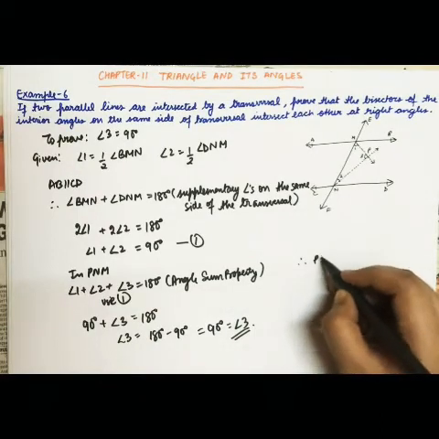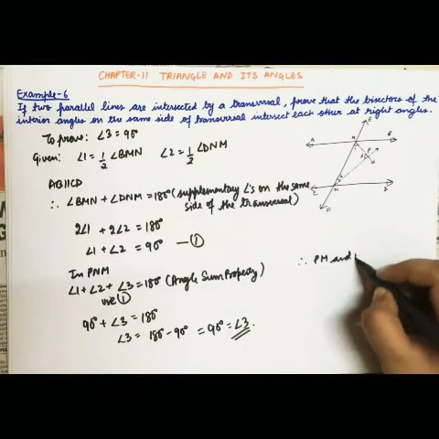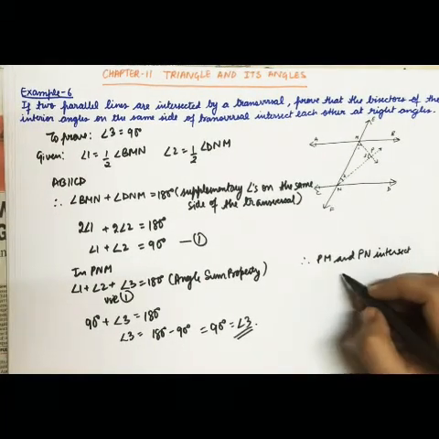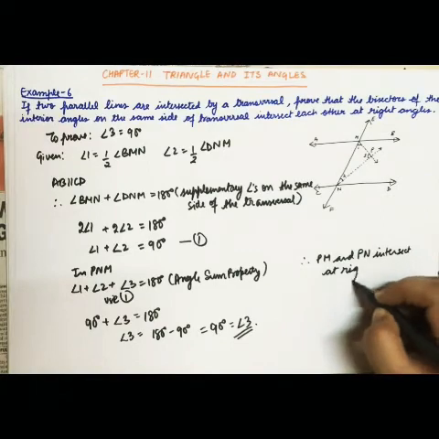Therefore, PM and PN intersect at right angles.